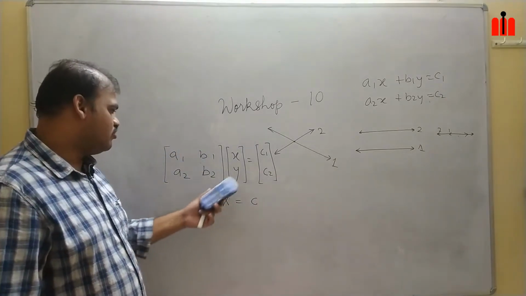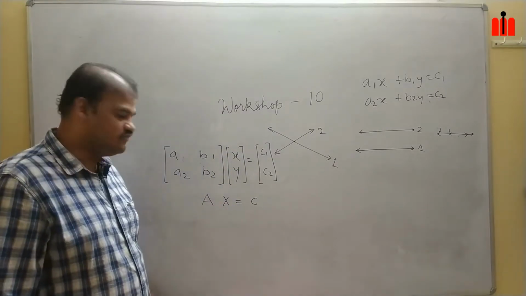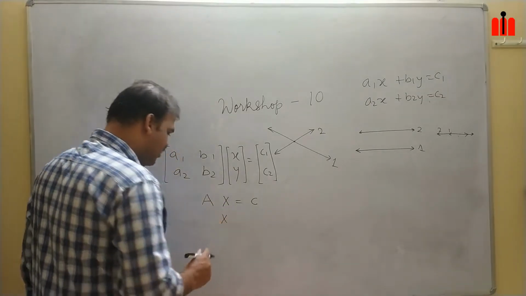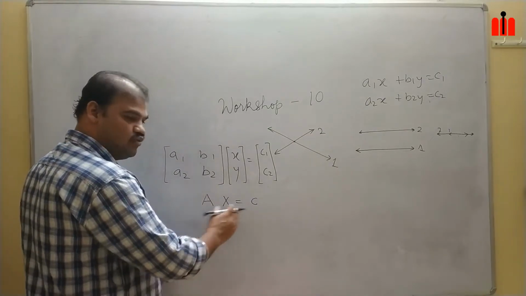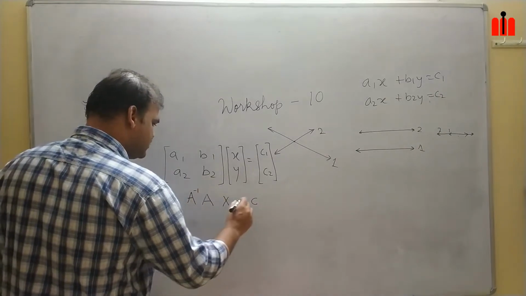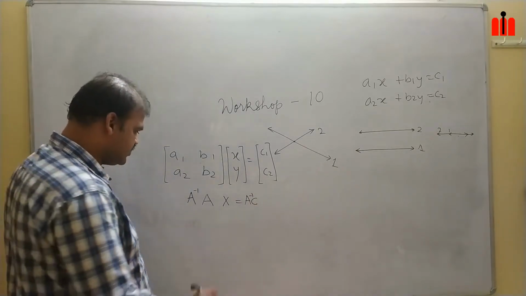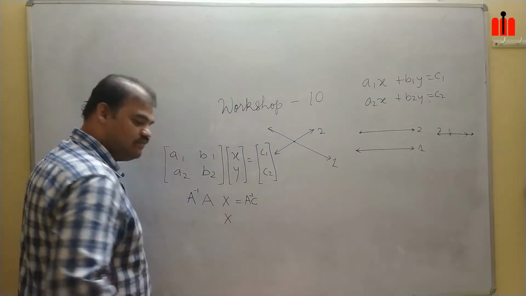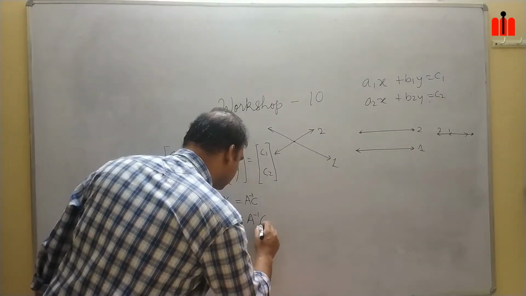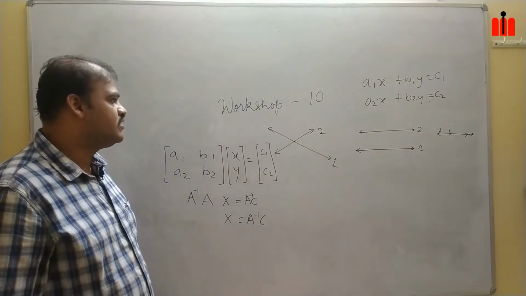Now to find the values of x and y, I have to find the X matrix, which is a column matrix. I will multiply by A inverse on both sides. A inverse into A will be the identity matrix. So X will be equal to A inverse C.